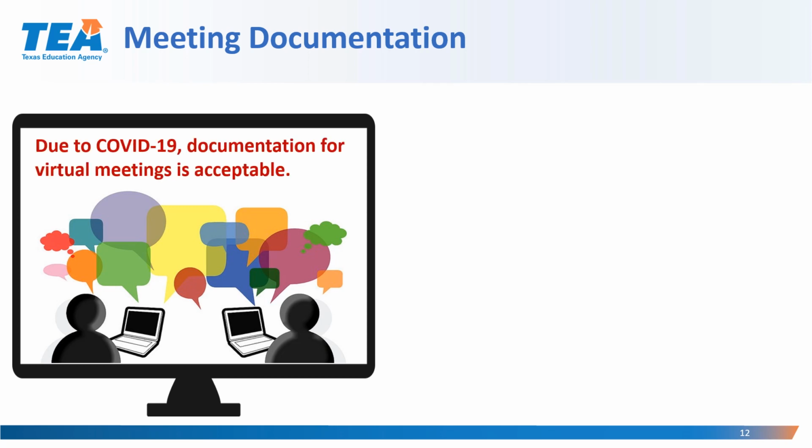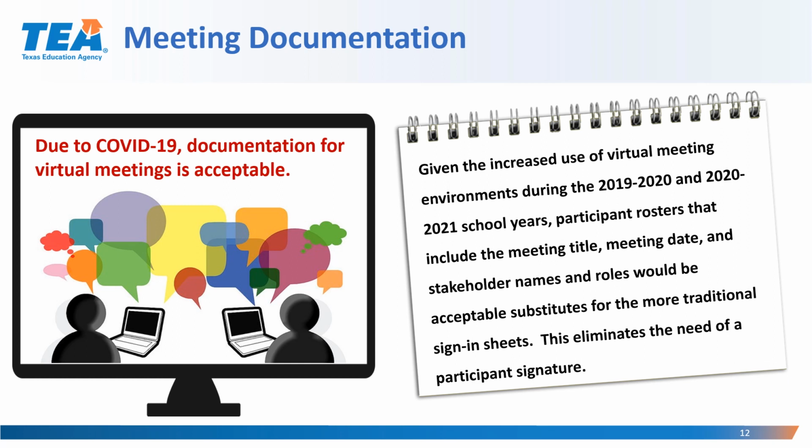Please note that due to COVID-19, documentation for virtual meetings is an acceptable form of documentation. Given the increased use of virtual meeting environments during the 2019-2020 and 2020-2021 school years, participant rosters that include the meeting title, meeting date, and stakeholder names and roles would be acceptable substitutes for the more traditional sign-in sheets. This eliminates the need of a participant signature.